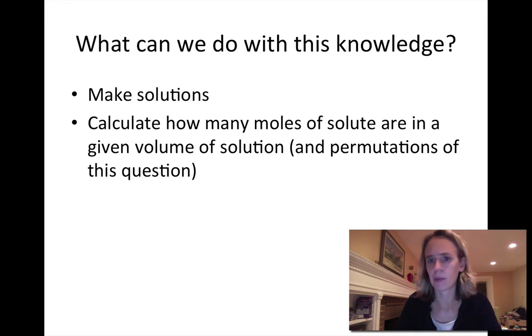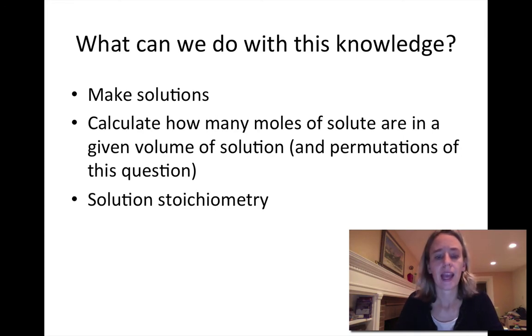There's other permutations of this question as well. And from that, we can do solution stoichiometry. Stoichiometry involves relating the molar amounts of reactants and products. So you can see where this is going. If I know how many moles are in my given volume of solution, I can use that to do some of the stoichiometry problems that we've been working on previously.